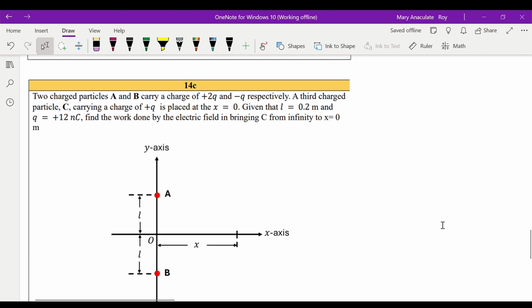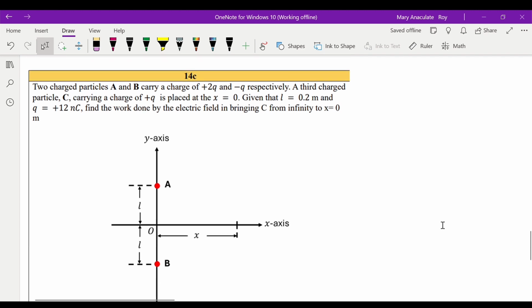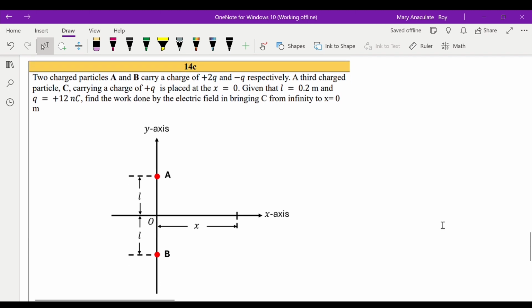Okay. Now coming to 14c. Here you're expected, there are values given, so we'll use the appropriate formula and then substitute the values and get the answer. Now if you read it, find the work done by the electric field in bringing a charge from infinity to x is equal to 0. Okay, so always please read the question very carefully. We might think, okay, x is here and take the point here. No, they say from infinity to x is equal to 0. So the point is here now.